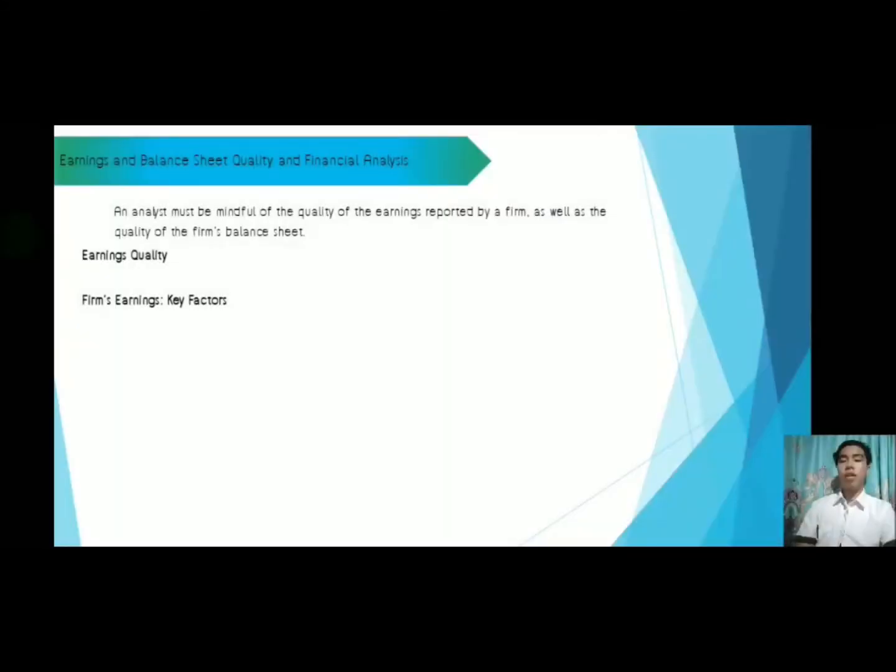And now let's move on to the earnings and balance sheet quality and financial analysis. When performing a financial analysis of a firm, an analyst must be mindful of the quality of the earnings reported by a firm, as well as the quality of the firm's balance sheet. These two dimensions of financial analysis can have a critical impact on the final assessment of the firm's financial condition.